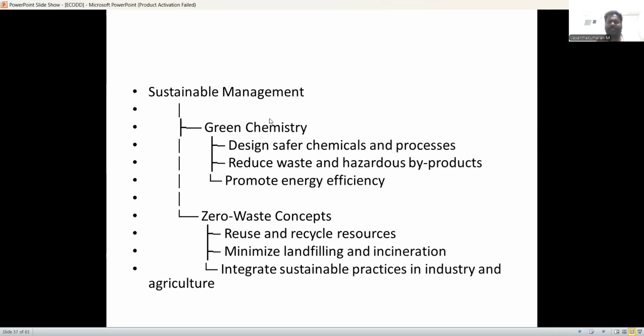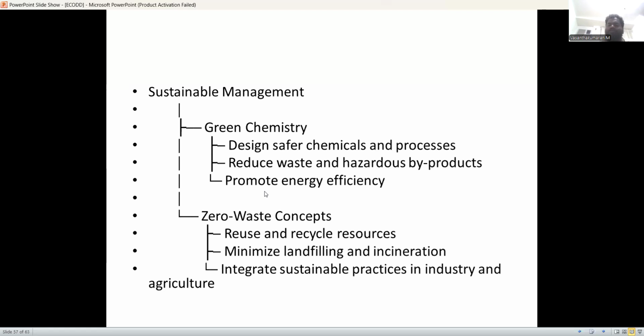Sustainable management, green chemistry, zero waste concepts are used to design safer chemicals and processes. For example, there is a chemical substance called chitosan from crab shell. You can take chitin and chitosan and study them for antibacterial, antifungal, anti-malarial, anti-dengue activity. You can also do good wound healing studies if you are working in a biotechnology or bioscience lab. You can do anti-cancer studies, anti-mosquitocidal studies, all those things.